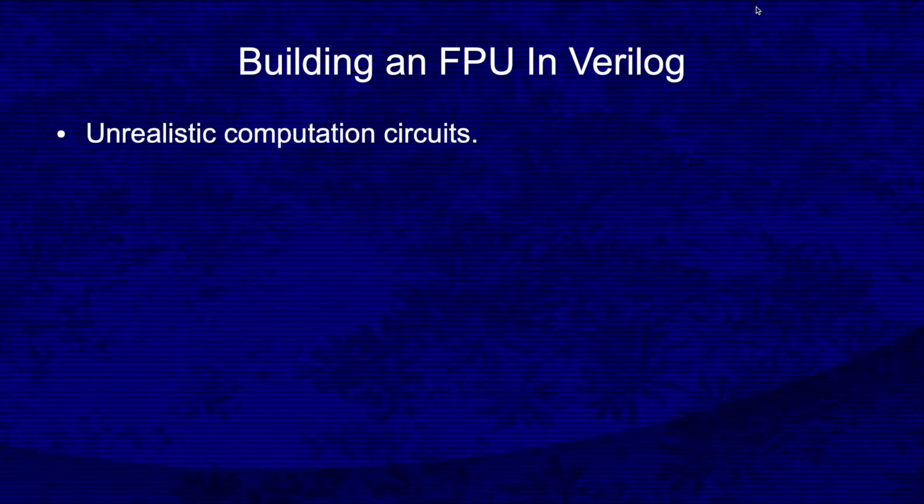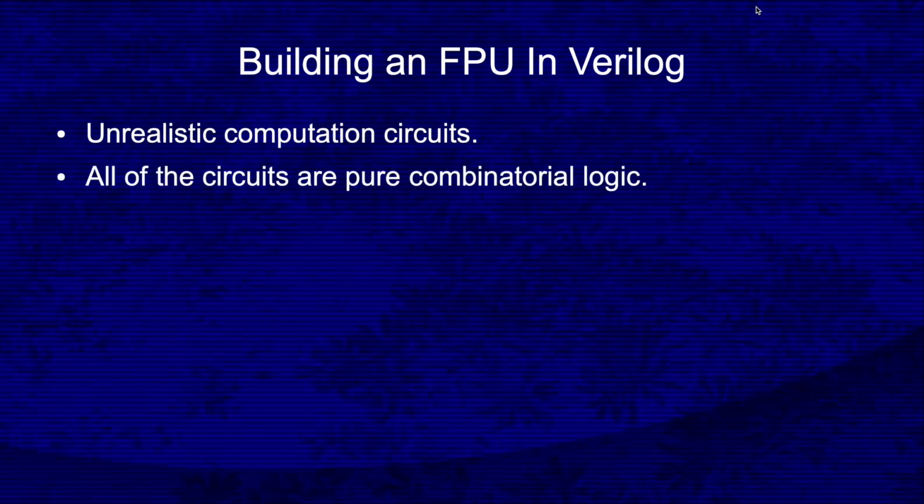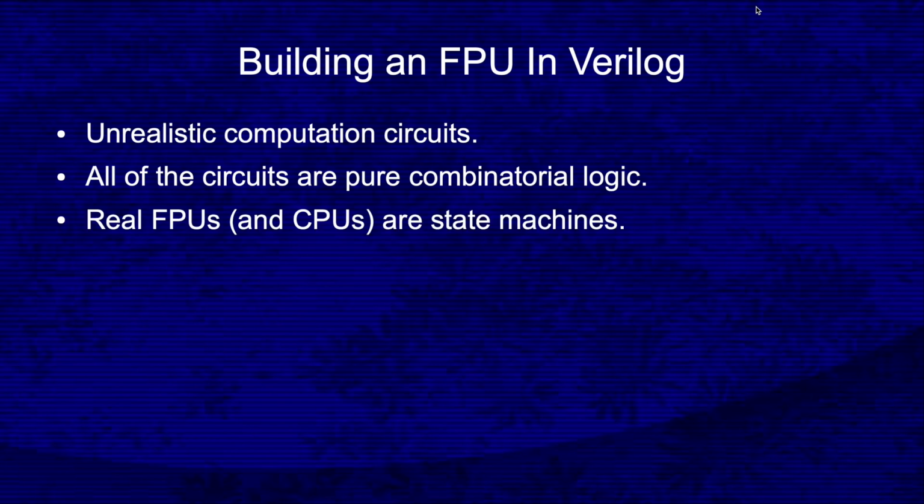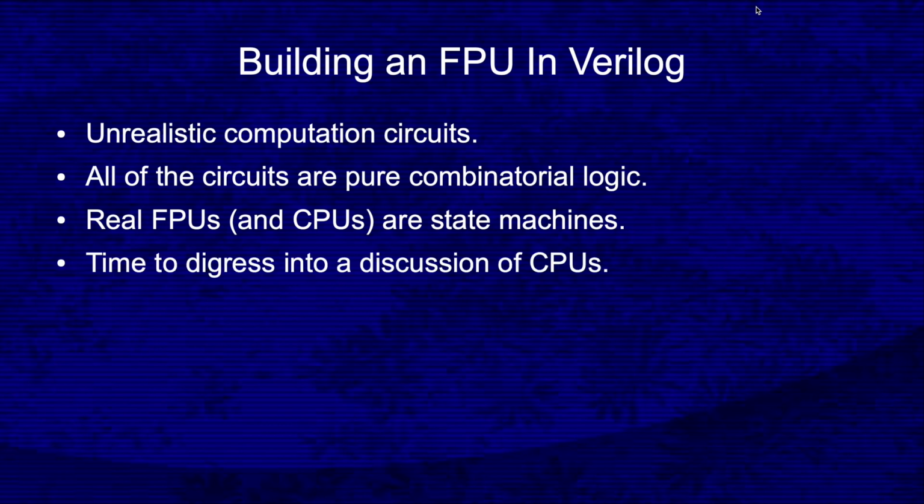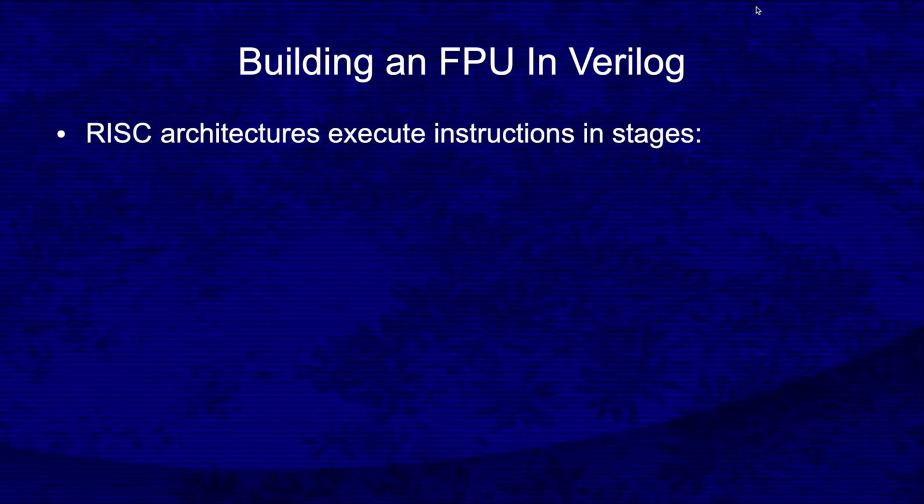So far, all of the circuits in this series have been somewhat unrealistic. All of the computation circuits presented thus far have been pure combinatorial logic. Real floating point units, and for that matter, real CPUs, are really state machines. Time for a little diversion into CPUs. Since the 1980s, much of the computer industry has shifted to RISC architectures.